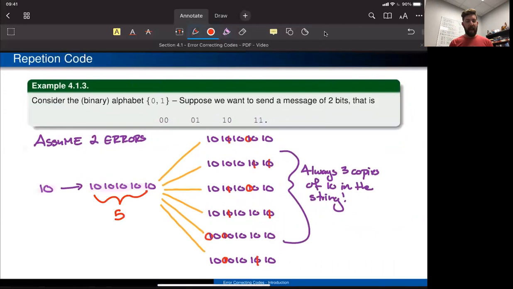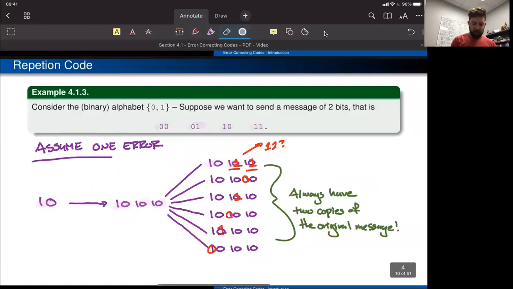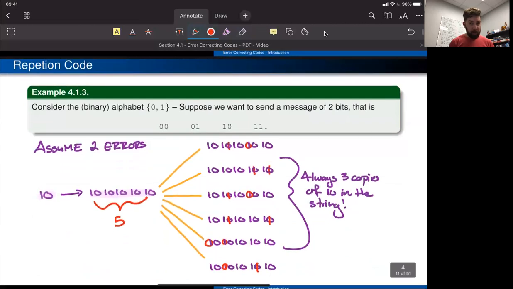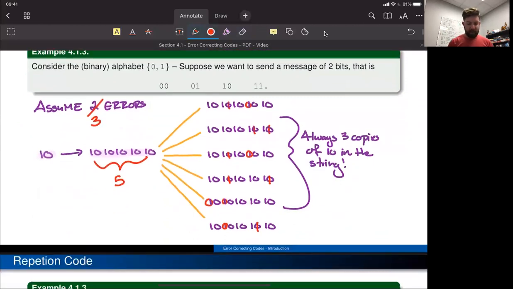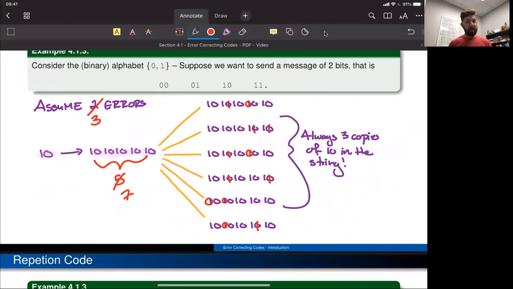I'm always going to have 3 versions of my original string. So if I have 1 error, I'm always going to create 3 of those things. If I have 2 errors, I'm going to pad it so I have 5 copies of that thing. If I changed it to having, let's say, 3 errors, you can see that this 5 copies is then going to change up to 7 copies. And that's where things begin to grow out of control.